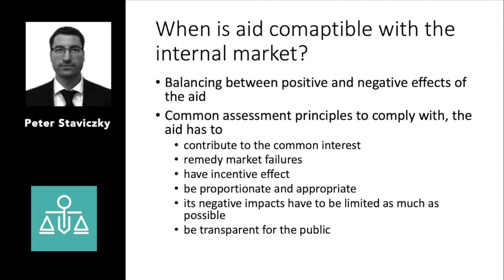How much it remedies market failures, how much the state intervenes where there is a need for it, how much it is changing the behavior of the undertaking to do something that they wouldn't have done without the aid. So it has to have an incentive effect. It has to be proportionate and appropriate, so it has to be limited to the minimum necessary, and how much it has negative impacts, and what can be done or what has been done to mitigate the negative impacts of the public intervention. And last but not least, it has to be transparent to the public, so the public has to know more or less how much money the member states are pouring into the economy.